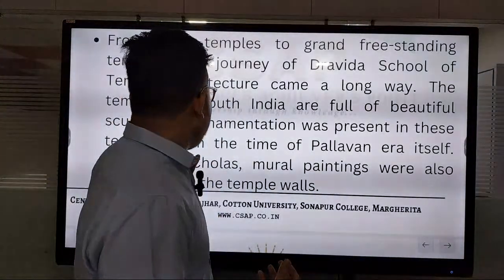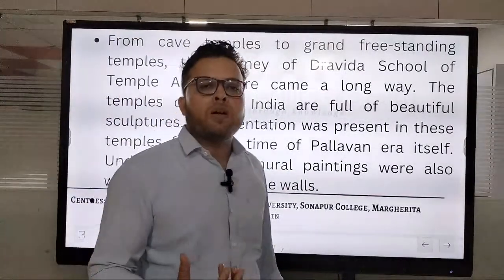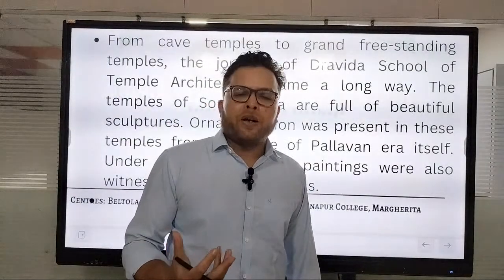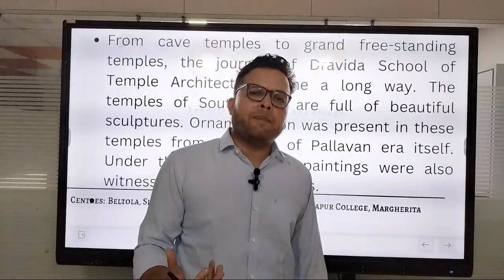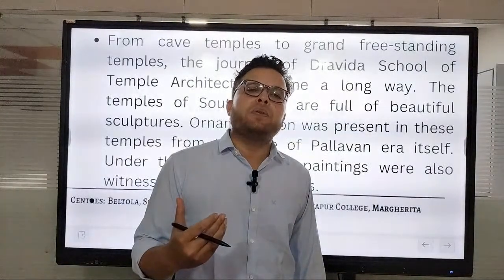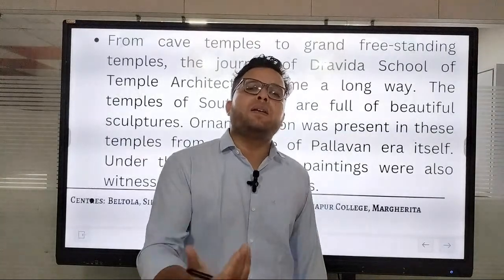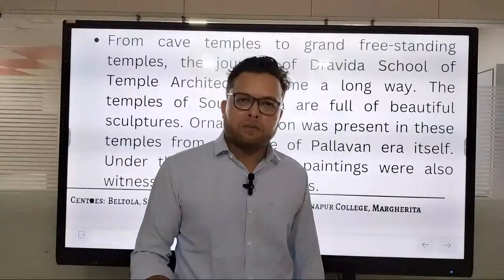Like I said, under the Cholas, mural paintings were also witnessed on the temple walls. For example, if you go to the Brihadeshwara temple, which is largely considered to be the pinnacle of the Dravidian school of temple architecture, you will see a very famous painting of Rajaraja Chola, who had built the Brihadeshwara temple. Because of this, the Brihadeshwara temple is also known as the Rajarajeshwara temple.